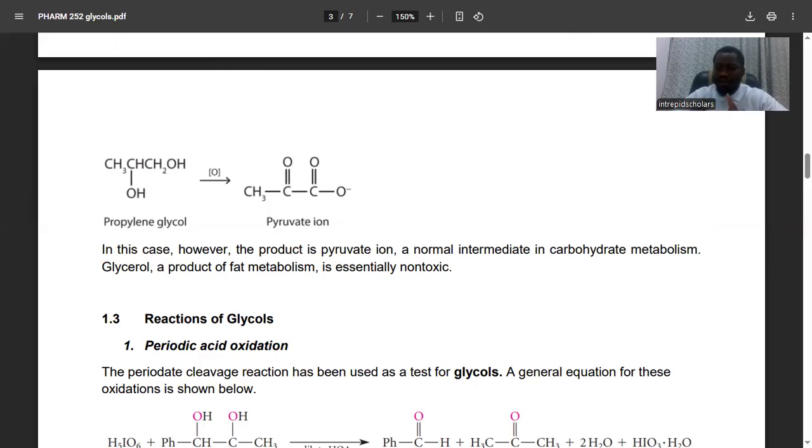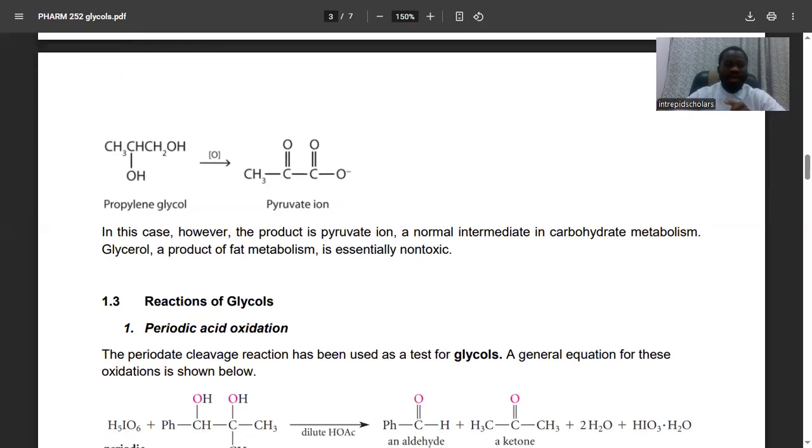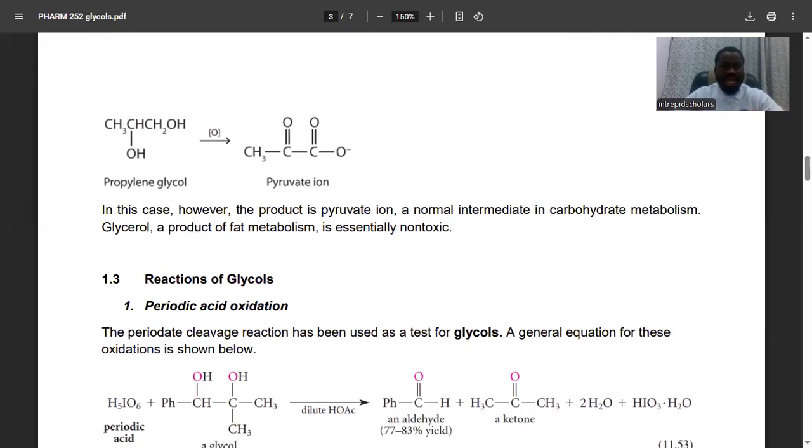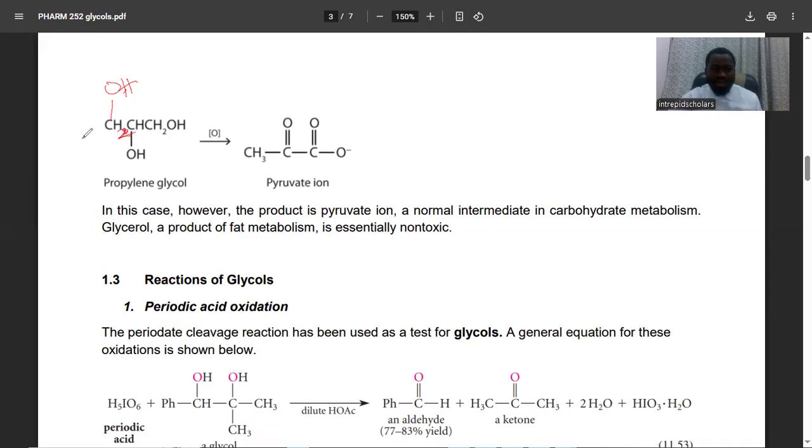Now, this pyruvate is a keto acid, and it will be captured in a different discussion, so we move on. Now, glycerol, a product of fat metabolism, is essentially non-toxic. Glycerol has another OH on this one. Let me just show you glycerol, another OH on this one. You have to remove one of the hydrogens too. So it's like propane with the OH on different carbons, and it is also non-toxic.